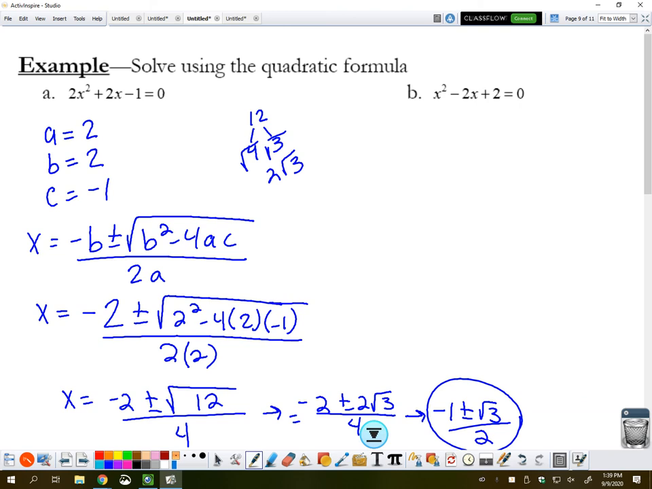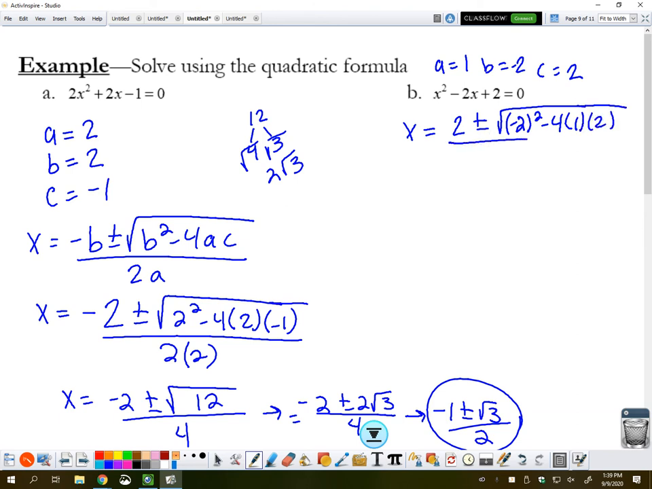All right, so we'll write A is 1, B is negative 2, and C is 2. So the quadratic formula is over here. So we're plugging into that. So x equals a negative 2, so just 2, plus or minus the square root of negative 2 squared minus 4 times 1 times 2, all over 2 times 1.